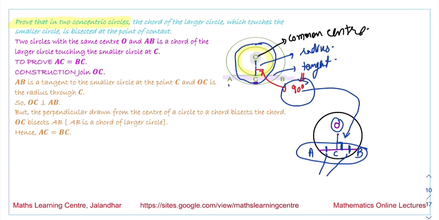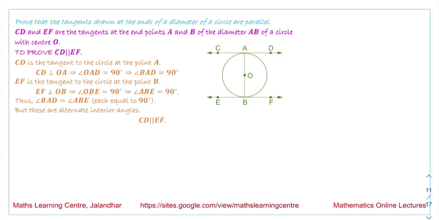Now next is: prove that the tangents drawn at the ends of the diameter of a circle are parallel. A circle is given to us, and AB is the diameter of the circle. We have drawn two tangents, one at point A and the second at point B. We have to prove that both these tangents are parallel to each other. O is the center, CD is the tangent, so OA is the radius.